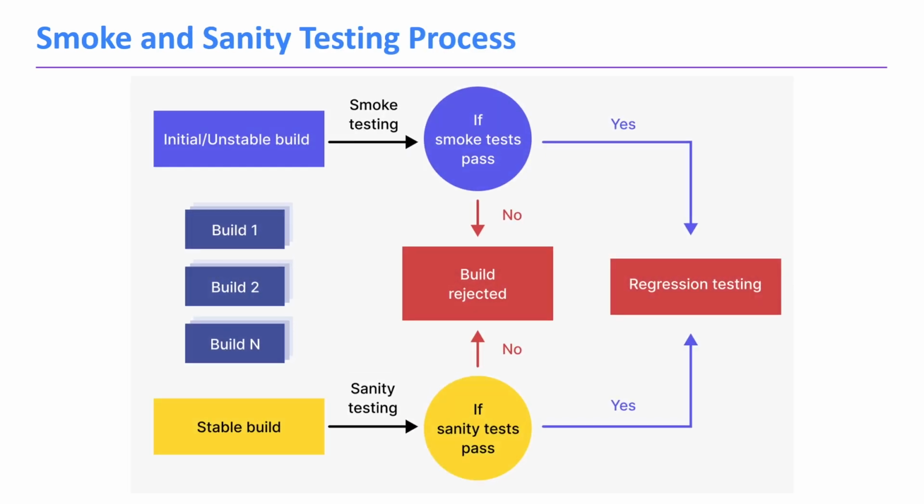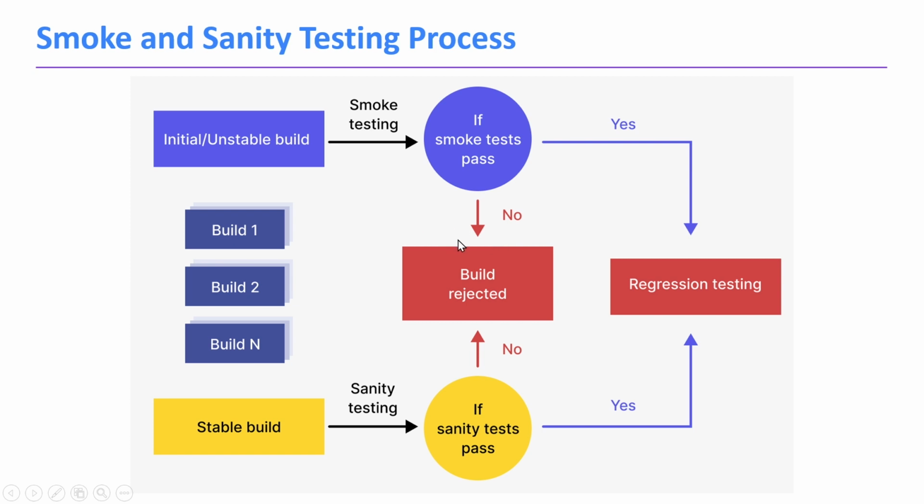So this is a quick comparison of smoke testing and sanity testing. Whenever a new application or software has been developed, initially that software application is unstable. On that unstable build, we do the smoke testing to check whether the basic or critical functionalities of that application are working or not. If everything is working fine, then we go for regression testing. If that basic or critical functionality is not working, then we reject that build and send it back to the developer.